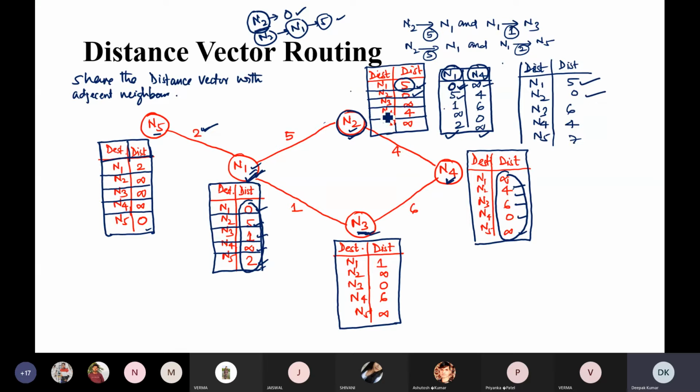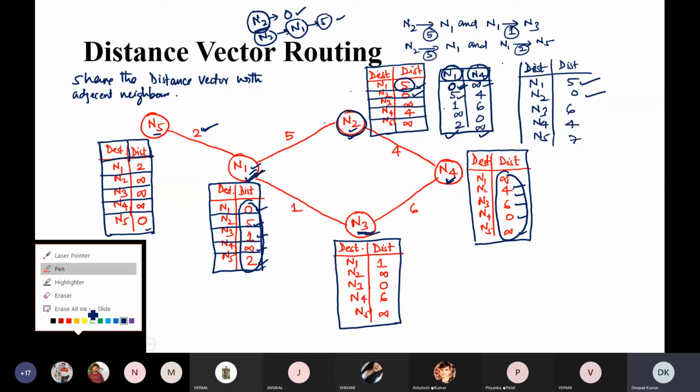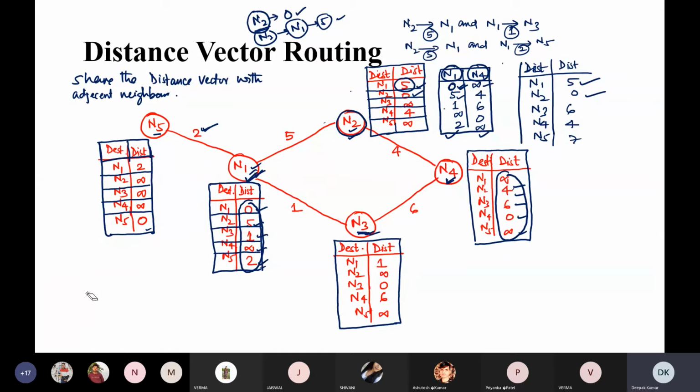So here also internally a shortest path algorithm is running at each node. It will compare all the paths from the available information, the given node's distance vector. Finally, at N3, it has infinity.